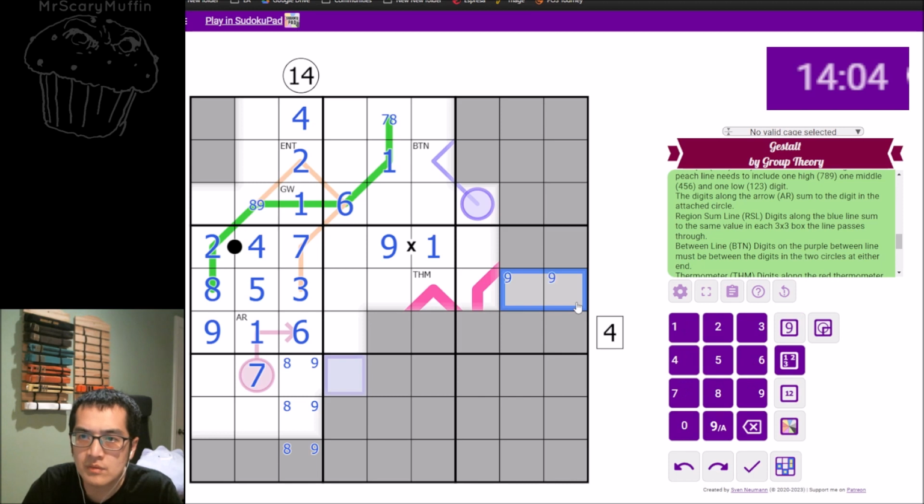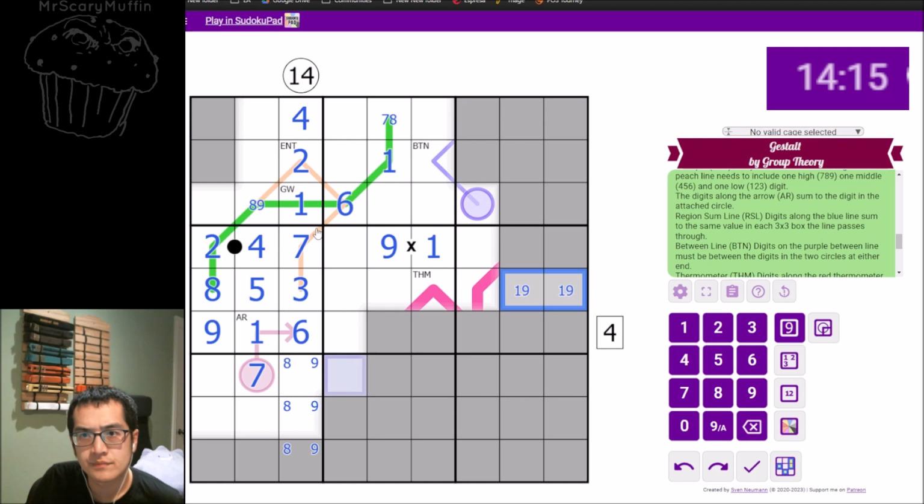9s are here somewhere, as are the 1s. 2s are here somewhere. 4s are here somewhere. I'm not going to pencil mark that just yet.